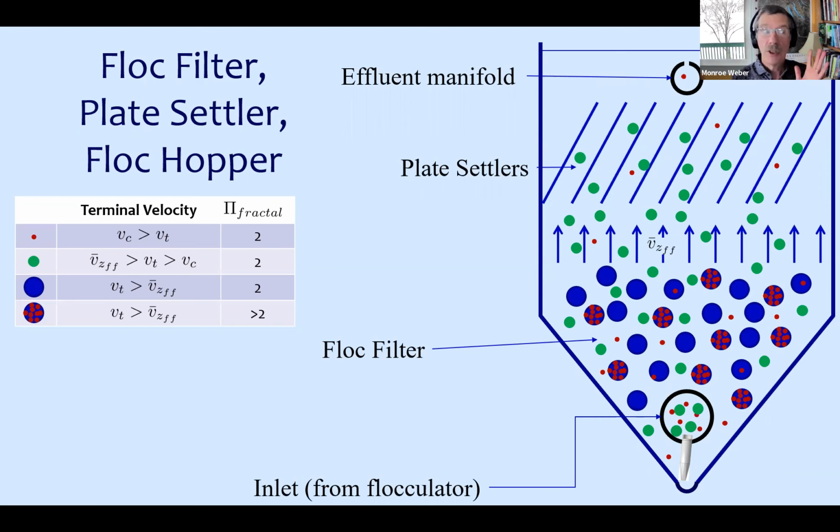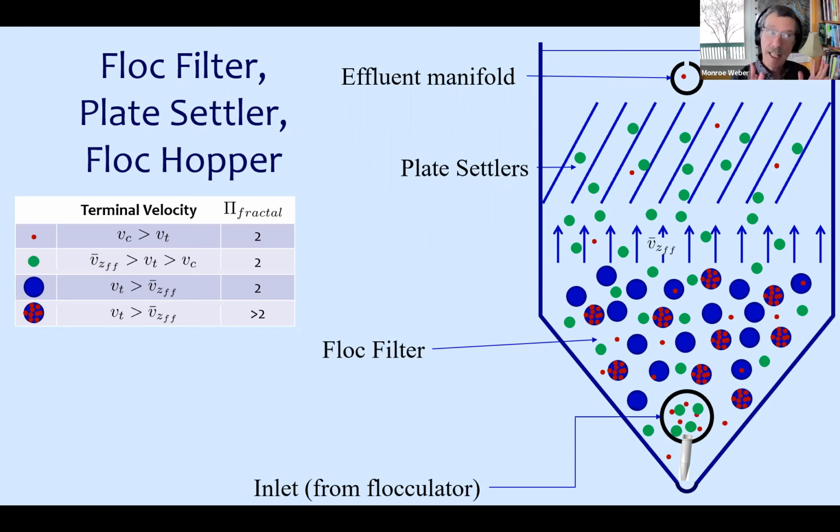So that means that the concentration of the green guys, the green flocs coming out of the floc filter is almost the same, or the turbidity that's caused by them is almost the same as the turbidity of the raw water going into your plant, because almost all the particles are in green flocs that are going right up through the floc filter.